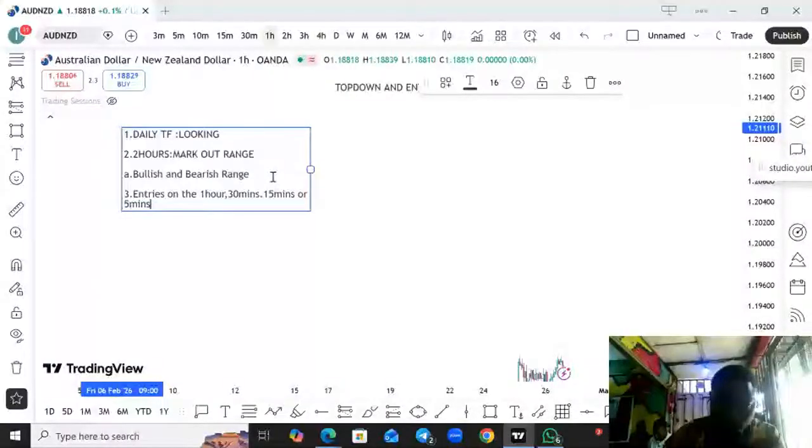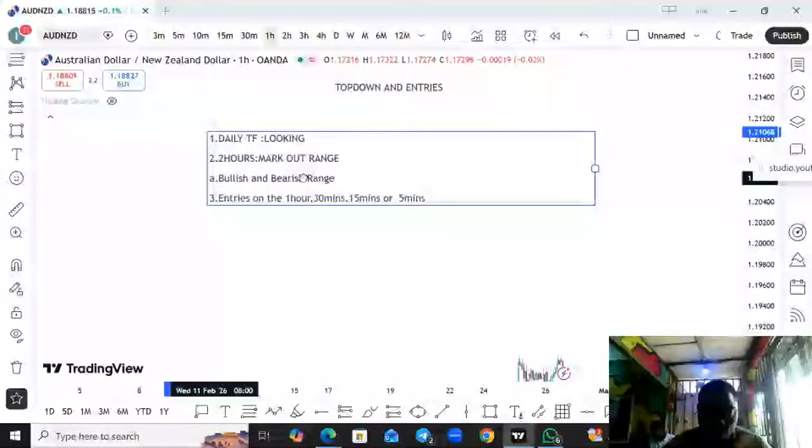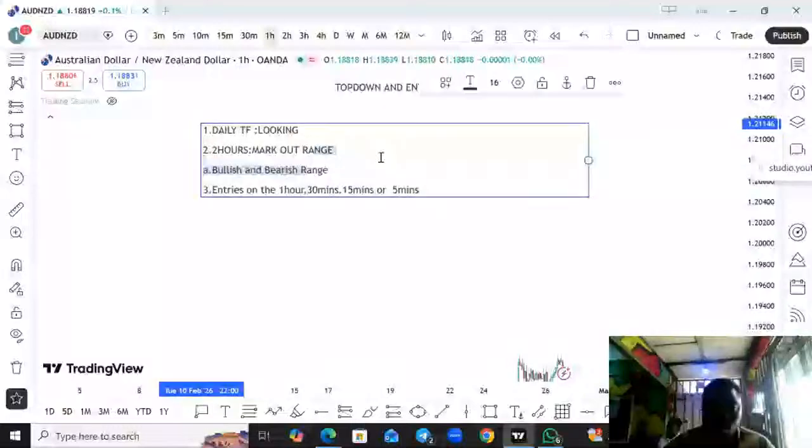Look at the daily time frame, know your bias. Then the 2 hours, mark out your range, the range on the premise of what you are seeing on the daily time frame. Then if it's a bullish or bearish market, your entries can be on the 1 hour, 30 minutes, 15 minutes, 5 minutes. Very simple. So let us apply all this to this pair. It's very simple, stop complicating.